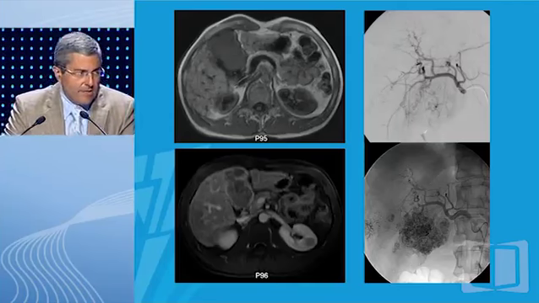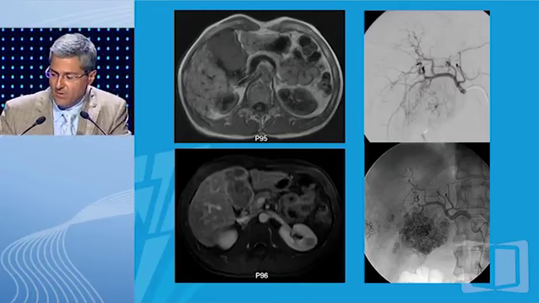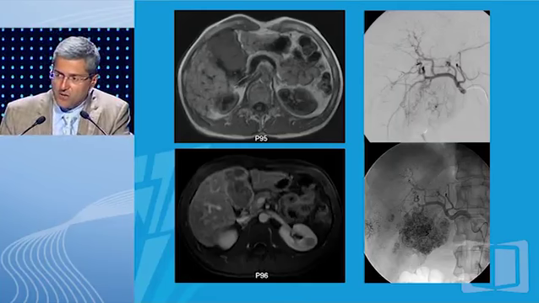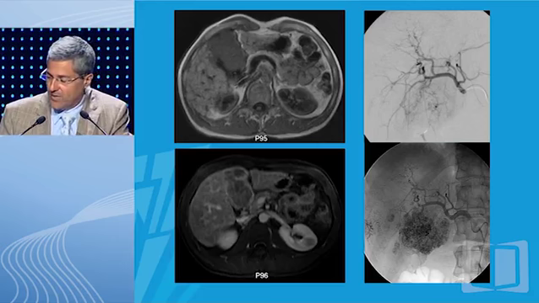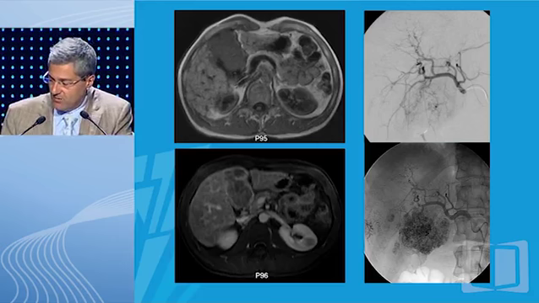This is an example of a patient with an unresectable hepatocellular carcinoma, which was treated in a conventional way. And you can see here on the right angiographic images, indeed, that the Lipiodol is really focused in the big HCC lesion and its satellite lesions.